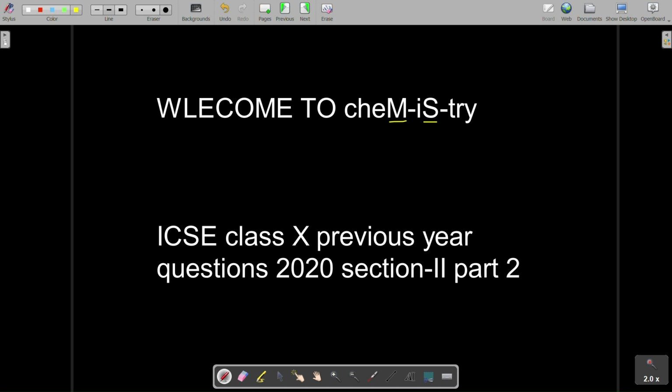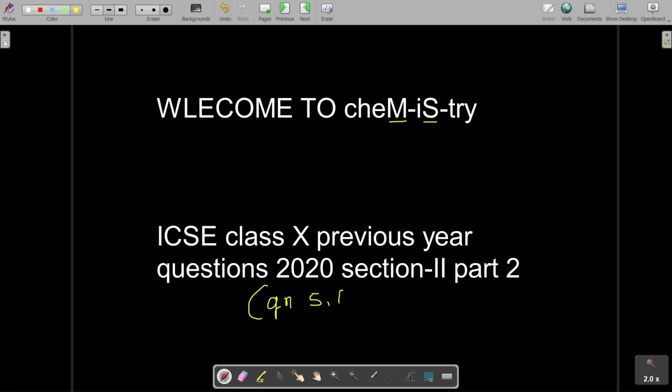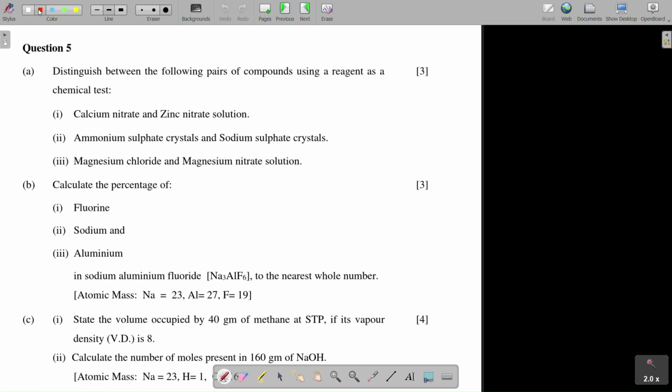This is part 2 of the ICSE class 10 previous year questions, 2020 Section 2. We have already done two videos, which include 2020 Section 1 and 2020 Section 2 part 1. So this part 2 includes question numbers 5, 6, 7. Okay, let's start. Question number 5: distinguish between the following pairs of compounds using a reagent as a chemical test. So you have to use one reagent to distinguish these two.